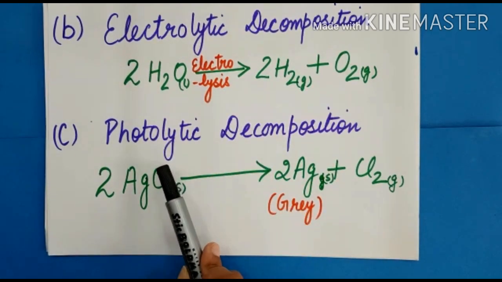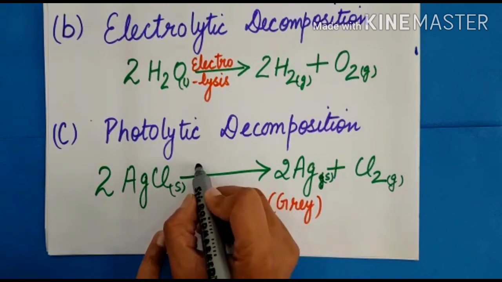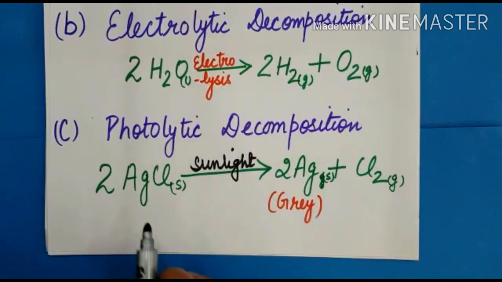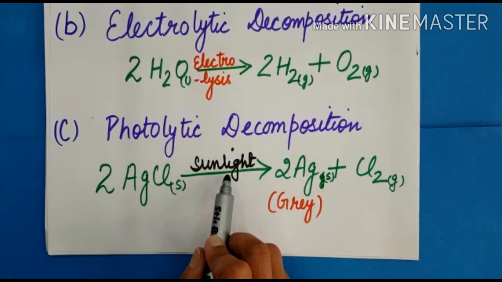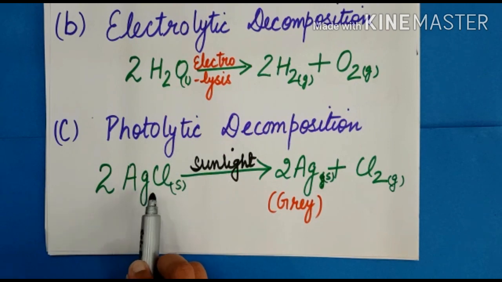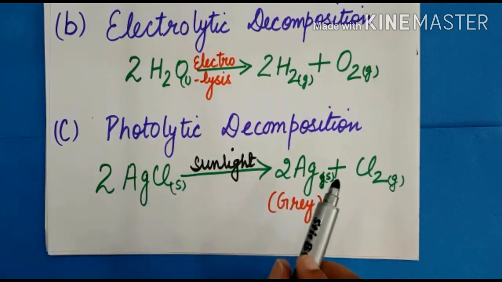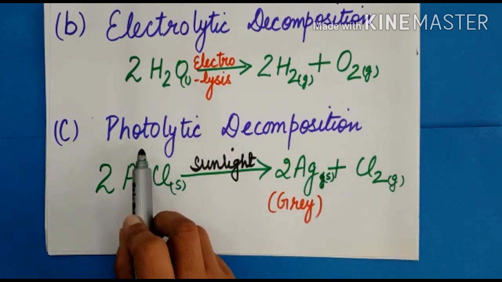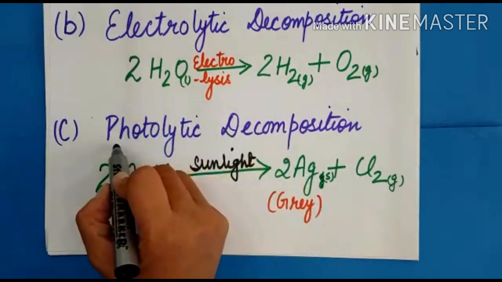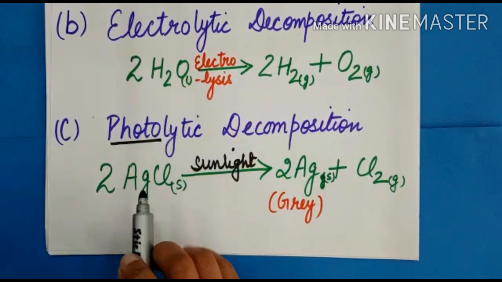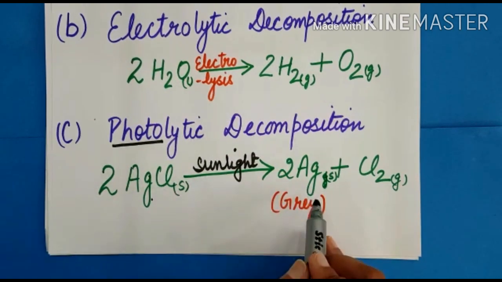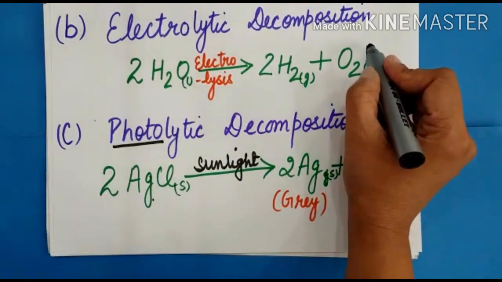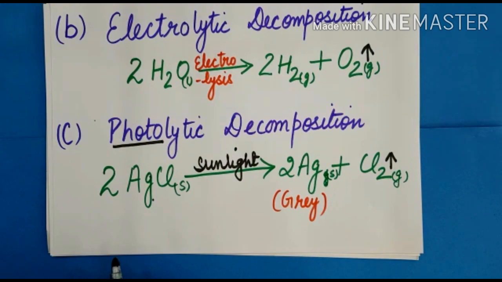Now the third example, when sunlight is provided, clear? Energy is provided in the form of sunlight, and we have to take AgCl, silver chloride, and it breaks into silver and chlorine gas. This is the very important example of photolytic decomposition. Photo means in the presence of sunlight. When silver chloride is exposed, the grey color of silver and chlorine gas are formed. This is the symbol of the gas, evolution of gas.